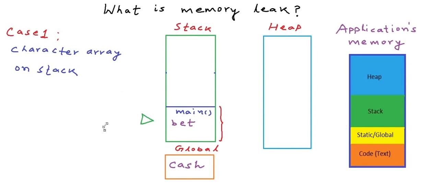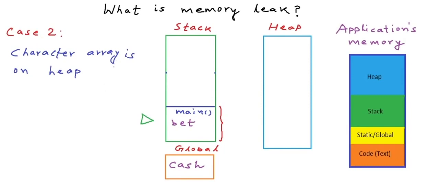Now let's talk about the second case, when the character array is created on the heap using a call to the malloc function. Once again, we will make multiple calls to play function.